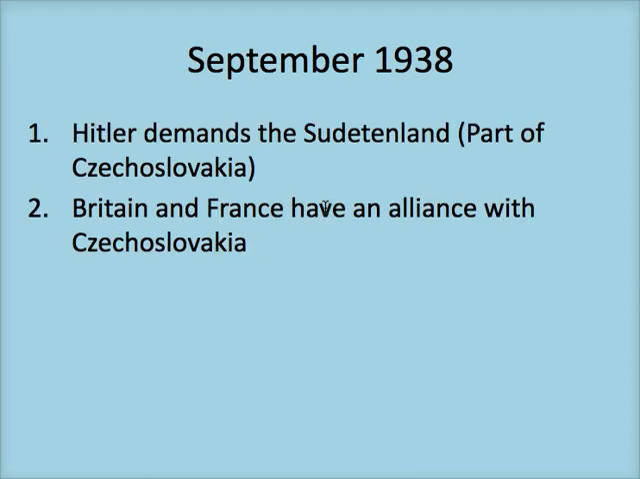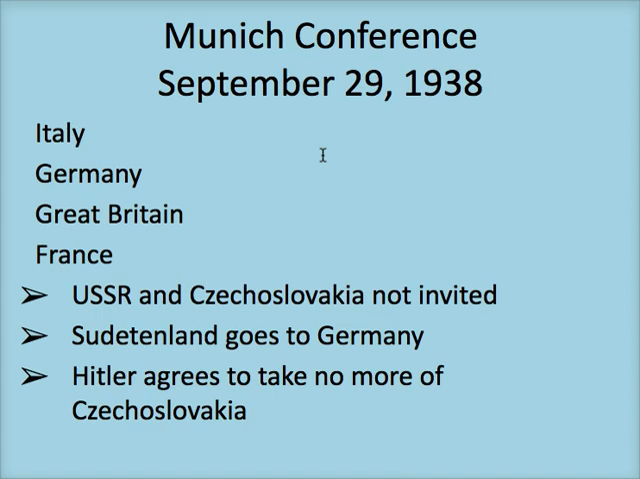Well, September 1938, he demands the German-speaking part of Czechoslovakia known as the Sudetenland. Britain and France are allied with Czechoslovakia. If he moves in, it's going to start a war. So basically what Britain and France do is they tell little Adolf, "No cookie for you." Well, Adolf begins to throw the biggest tantrum. "I want the Sudetenland." He's throwing a tantrum. Britain and France are getting prepared for war.